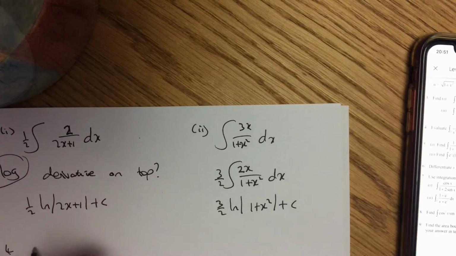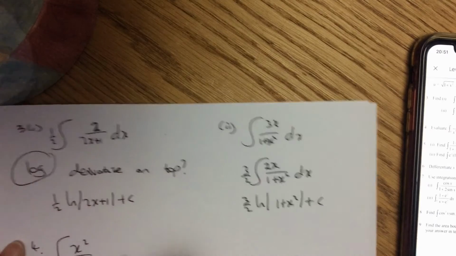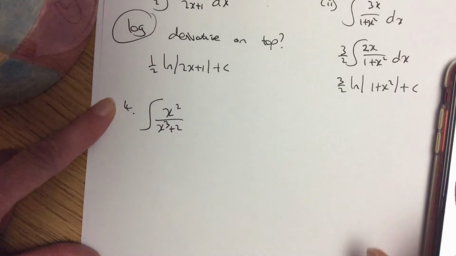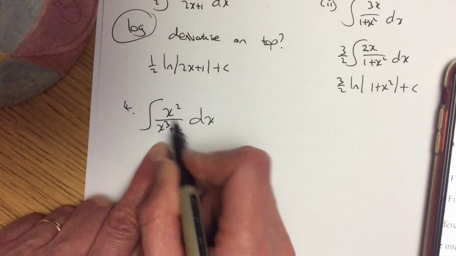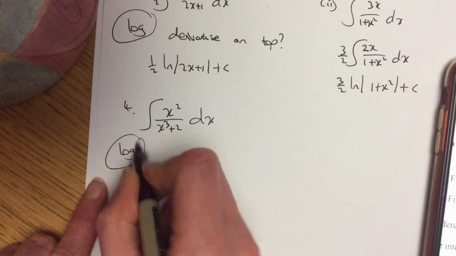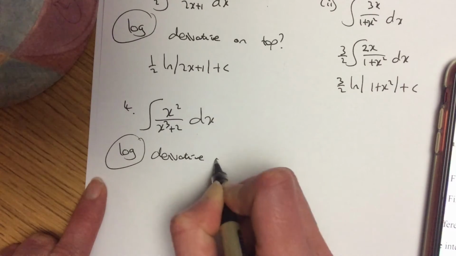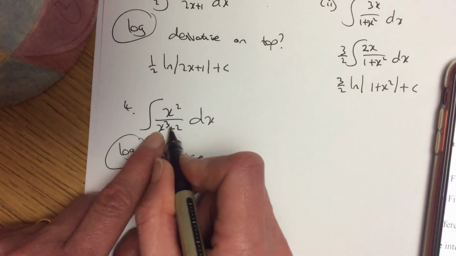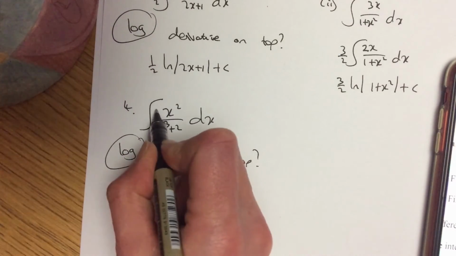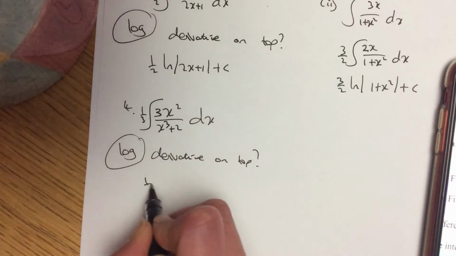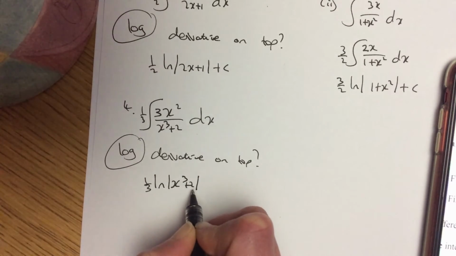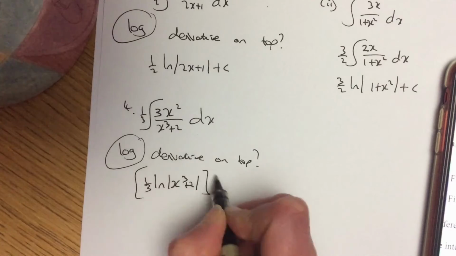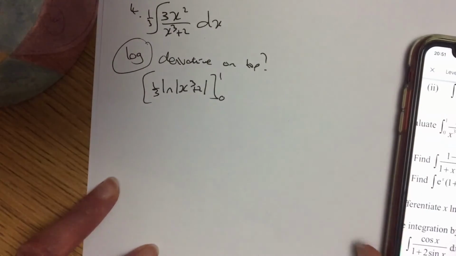Number 4. I have got x squared over x cubed add 2. Oh, sorry, going off the camera there. So x squared over x cubed add 3. So it's the x function at the bottom, so it's going to be a log. Do I have the derivative on top? The derivative of that is 3x squared. So I need to pop a 3 in there and balance outside. Now I'm good to go. So it's a third, log the bottom line, and that's got limits. So just put in your limit of 1, your limit of 0, and subtract the 2.